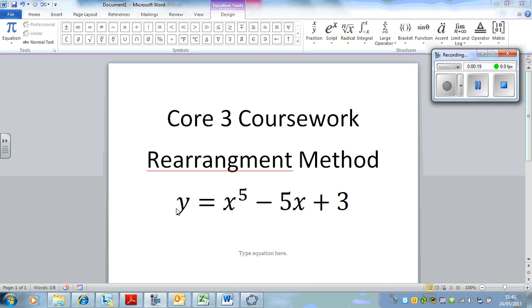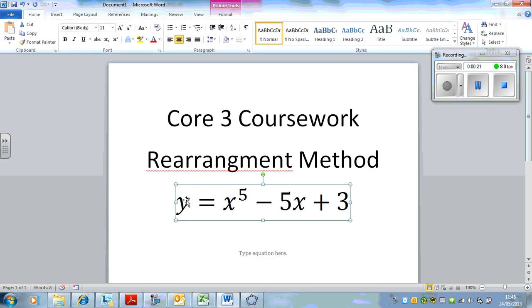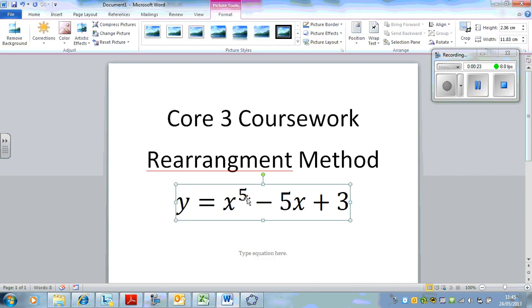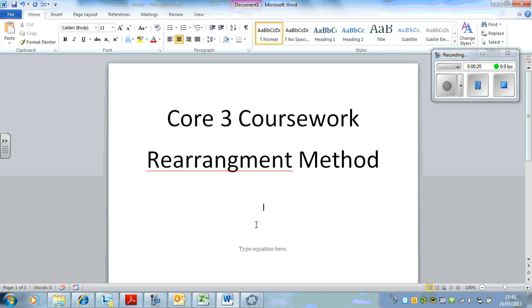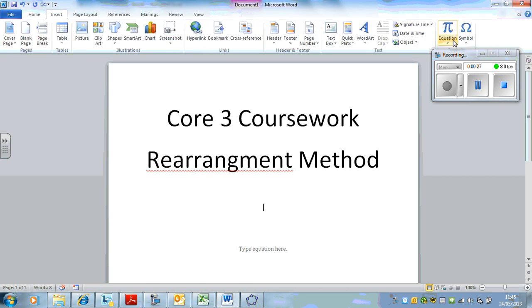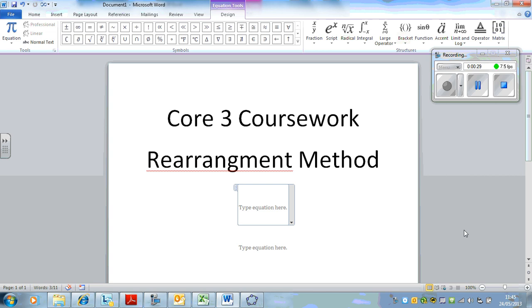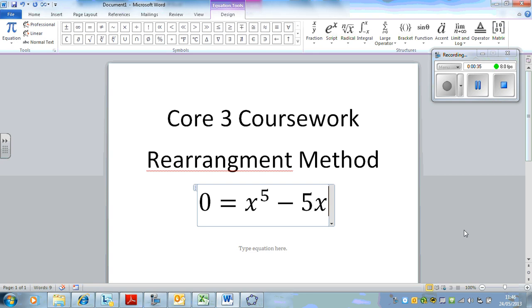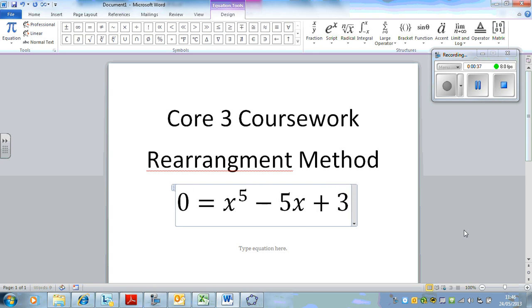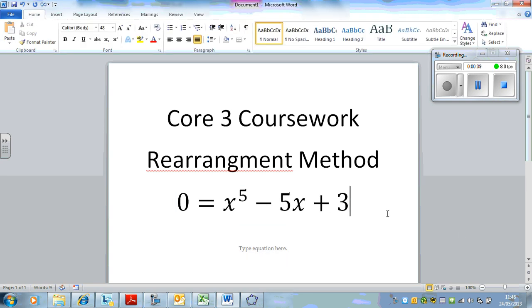And we're going to do it again with, sorry, that isn't quite the equation I want it to be yet. Let's delete that actually. We're going to do it with the equation. We need to make sure that it's all proper, that it's equal. 0 is equal to x to the 5 minus 5x plus 3. Okay, this is the equation which I'm going to solve.